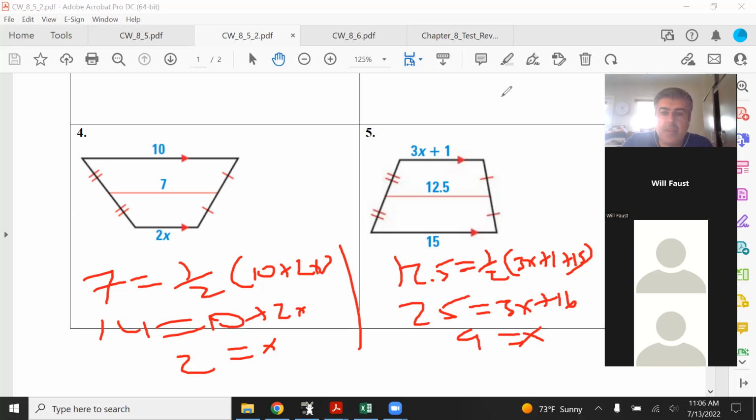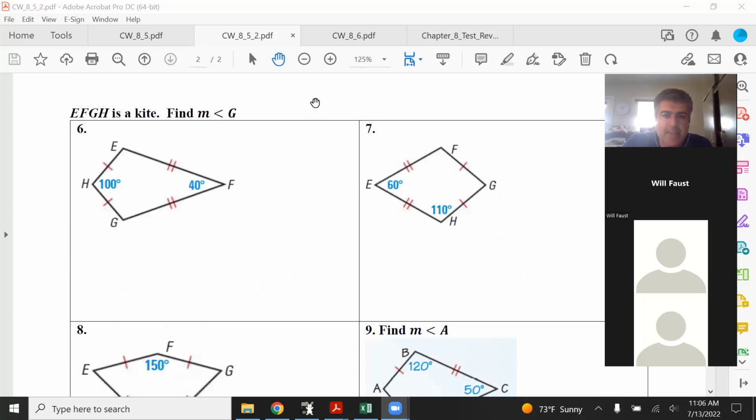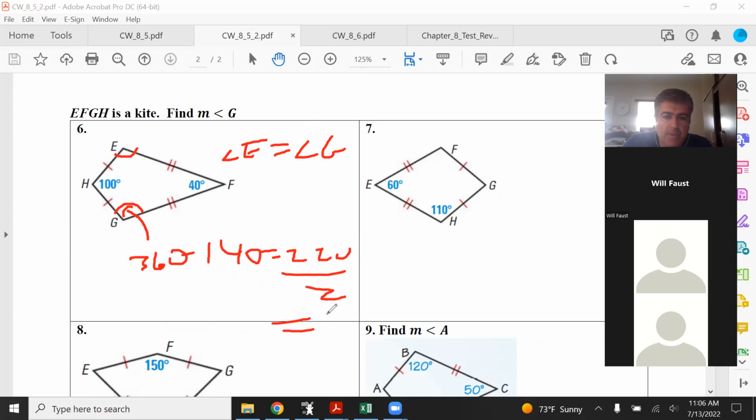Okay. And then some more for the kite. Find angle G. Those are going to be the same, E and G. Angle E equals angle G. That's how kites are supposed to work. You got 140 already for the other two angles. Take the difference to get 220. Divide that by 2. You should get 110. So angle G is 110 for number 6.